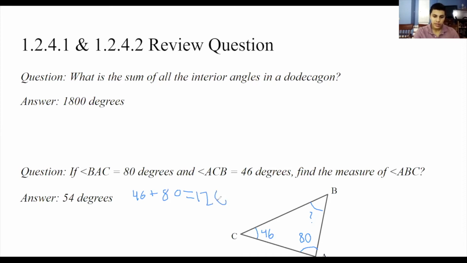And then we know that the last angle, angle ABC, that we're trying to find must add with 126 to get 180. And so all you have to do is subtract 126 from 180 to get your answer, whatever's left. In this case, that's 54 degrees.